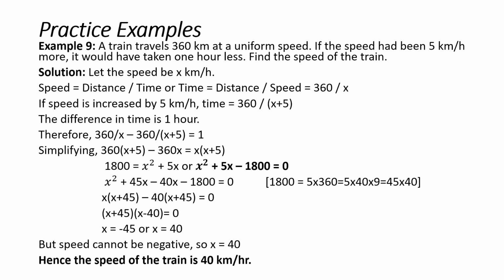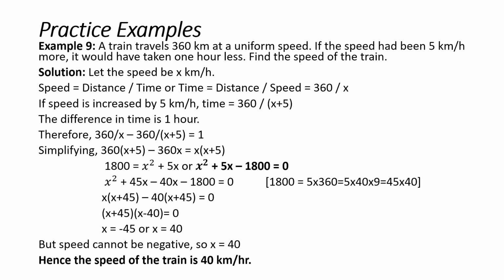Now you just have to factorize this equation. You have to get the factors of 1800 such that the difference is 5. So you have to do it by trial and error. For 1800 you can write the factors, and we get it as 45 into 40. So now when we have this equation, we find out the factors. The two factors are x plus 45 and x minus 40.